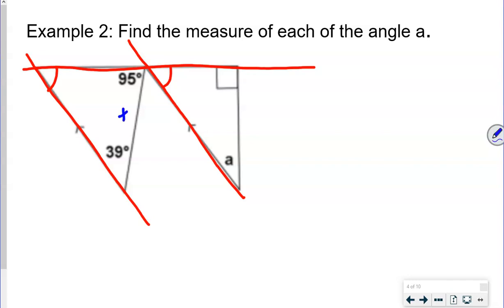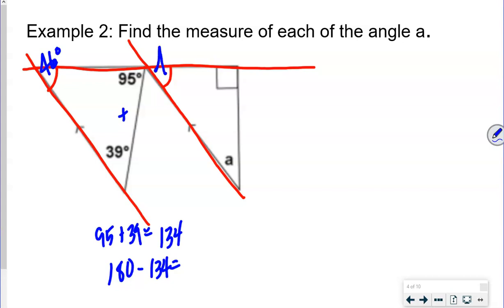So can't we solve for that top left angle with the triangle sum theorem? Yes, we can. So we can add these two together. That would be 95 plus 39. And when we do that, that gives us 134. Then we can subtract 134 from 180, right? So 180 minus 134 is 46 degrees. So if this angle right here is 46 degrees, then what is this one up here? It's also 46 degrees, right? And that's because those are corresponding angles, okay?